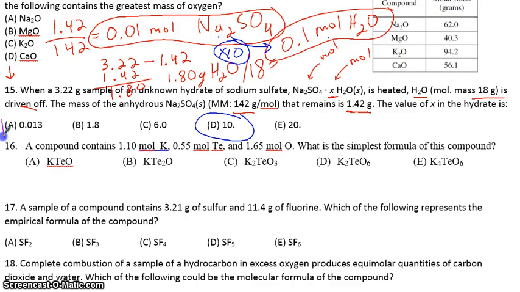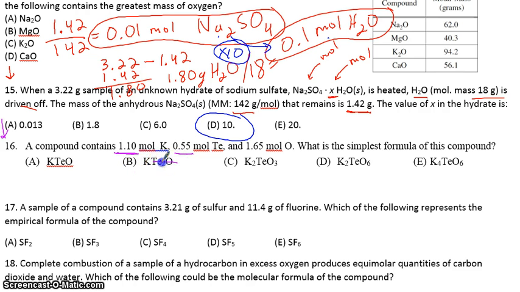All right, number 16. Take a look at number 16. Here we have a compound that contains these molar amounts. So 1.10 mole K, 0.55 mole tellurium, 1.65 mole oxygen. What's the simplest formula of this compound? So we know that we have twice as much K as we have Te, right? So here, look, we got 1.10 K, only 0.55 Te. So K should be double Te. So let's pick the ones where K is double Te.